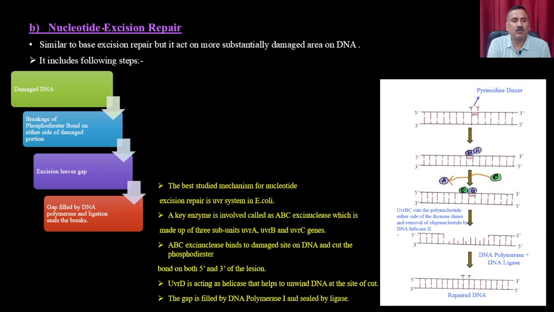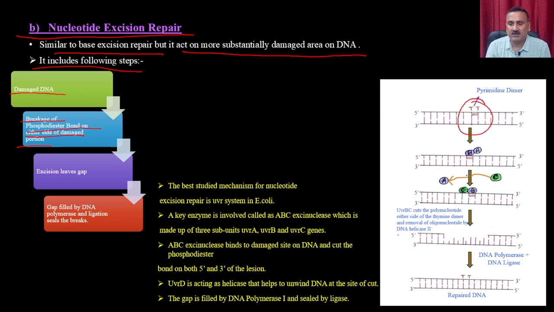Then you can also have nucleotide excision repair. Similar to base excision repair, it acts on a more substantially damaged area on the DNA. It includes the following steps. For the damaged DNA, first there is breakage of the phosphodiester bond on either side of the damaged portion. The excision leaves a gap, and this gap is filled by DNA polymerase, and ligase seals the breaks.